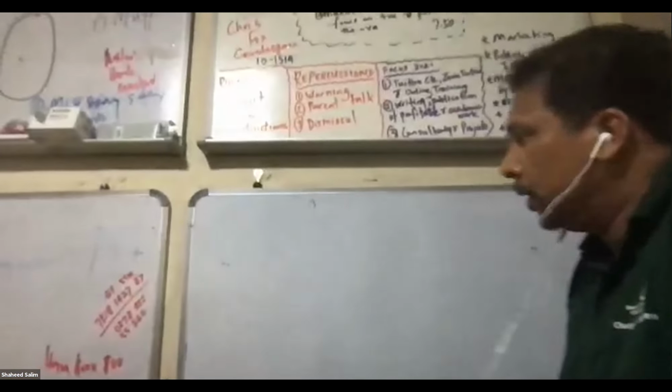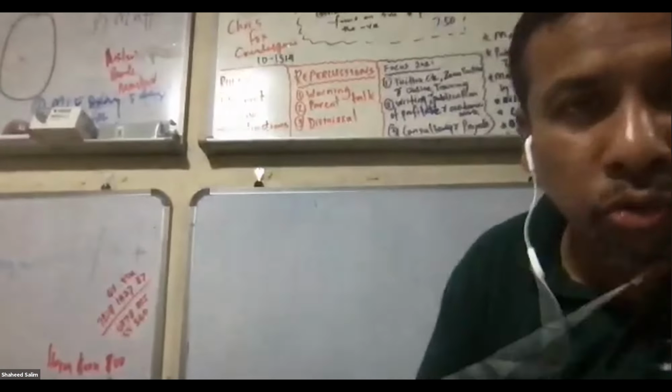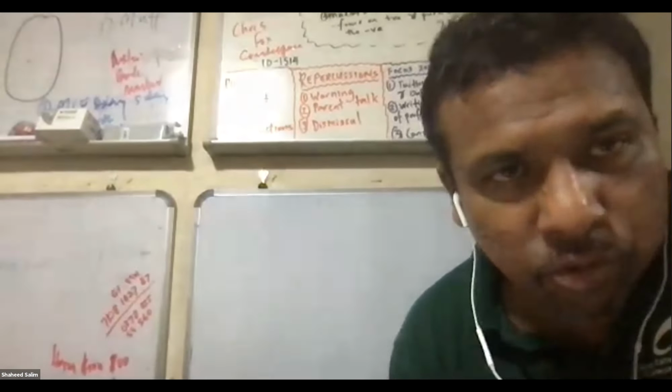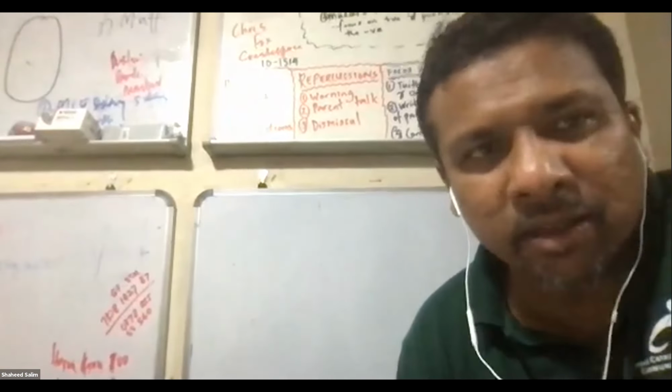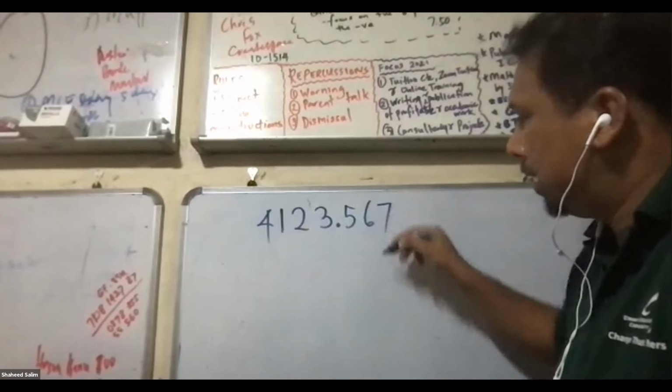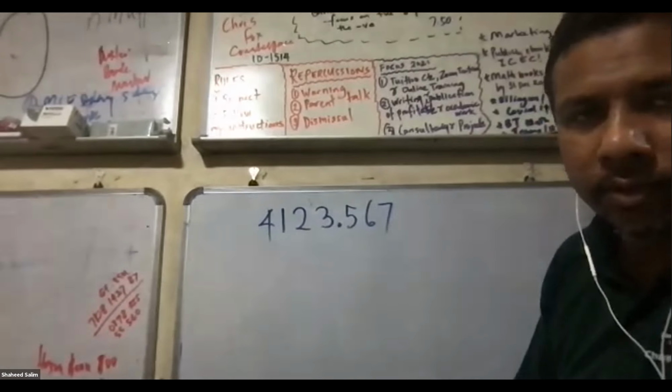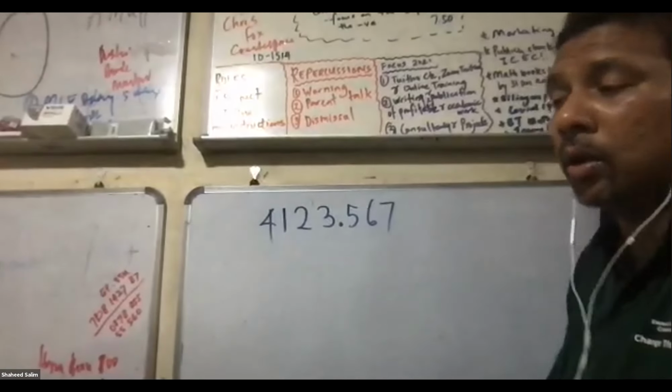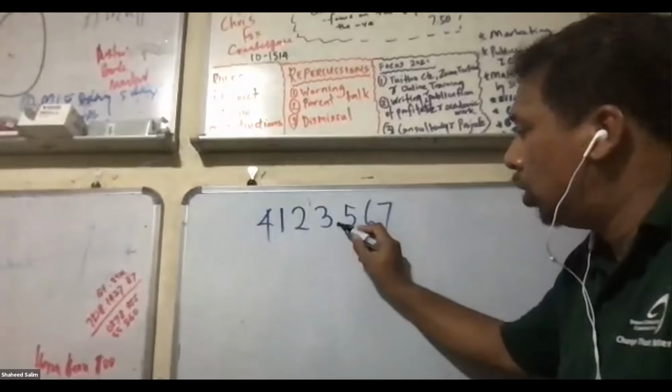Okay, remember, I want you to write this. All students, even if I teach them at secondary school, I have to revise this. I'll write, let's say, a number 4, 1, 2, 3.5, 6, 7. Can you write this down? Okay, we are going to find out the dot out here.